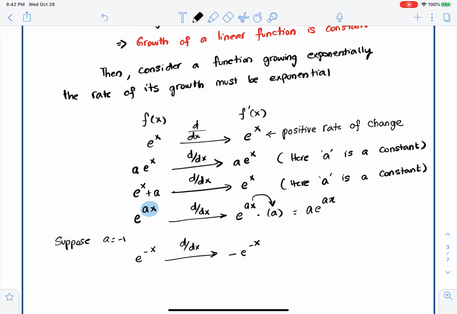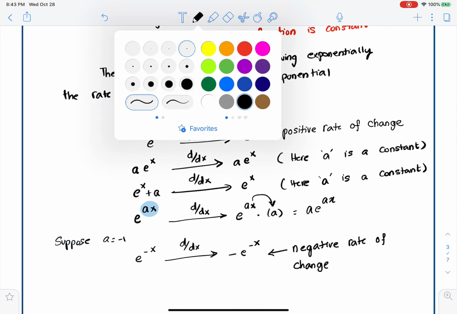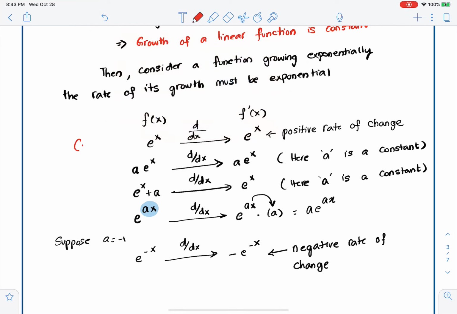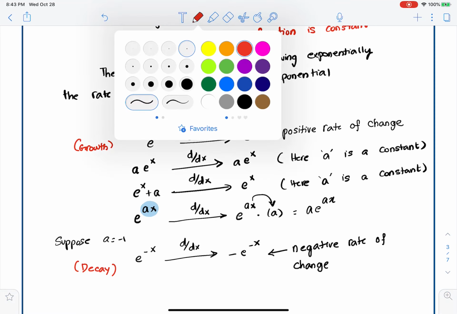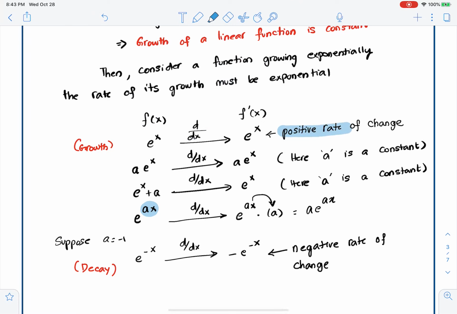And if we have a decay function, things are decreasing, so we have a negative rate of change. So growth, decay, and growth means a positive rate of change, decay, negative rate of change.